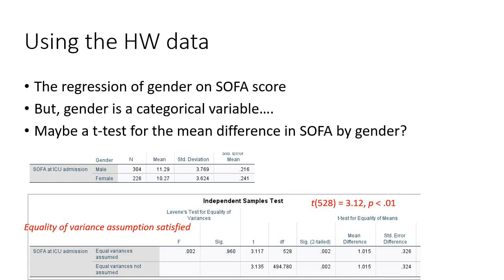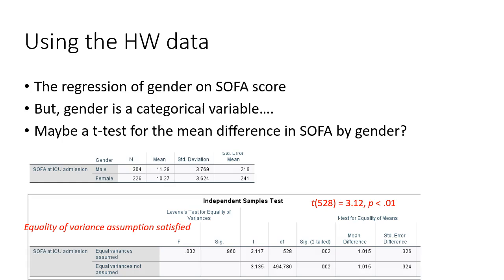But the same can be said for a categorical predictor, that a categorical predictor can still have a linear relationship with a continuous outcome. So this gender variable is coded 0 and 1, where 0 are men and 1 are women. And you might think to yourself, well, if I have a continuously distributed outcome variable and a two-group predictor variable, why don't I do a t-test for the mean difference in the outcome, which certainly is a reasonable approach. So I did that here.